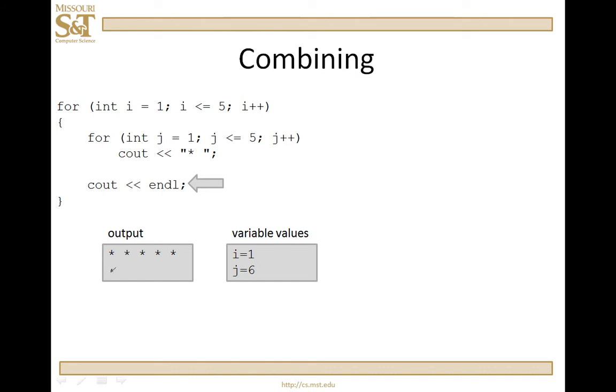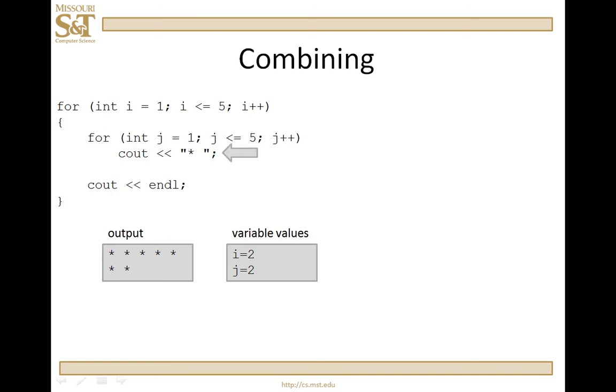Then what? We're done with the first pass of the outer loop. Okay, which means control jumps back up to our controlling statement, and we're going to increment. i is now 2. Okay, is 2 less than or equal to 5? Yes. So I'm going to execute everything inside that outer loop once again. So j starts at 1. That is less than 5. I output a star. We increment j to 2.